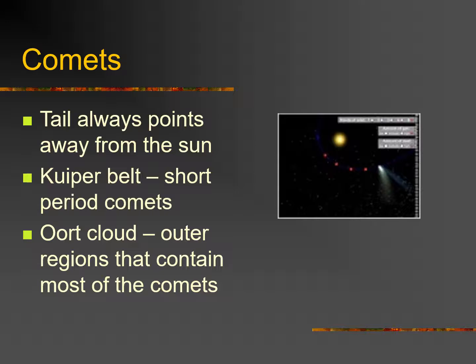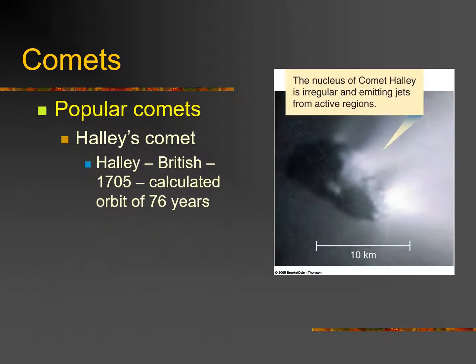The Kuiper belt is where short period comets reside. The Oort cloud is the outer regions that contain most of the comets. And we're going to talk about these two in, actually, I think we already talked about them in the solar system. Remember that the Oort cloud is theoretical. We don't actually know, and we haven't actually observed the Oort cloud. Okay, so short period comets are going to be in the Kuiper belt. The outer regions are going to be where most of the comets seem to reside, which is your Oort cloud.